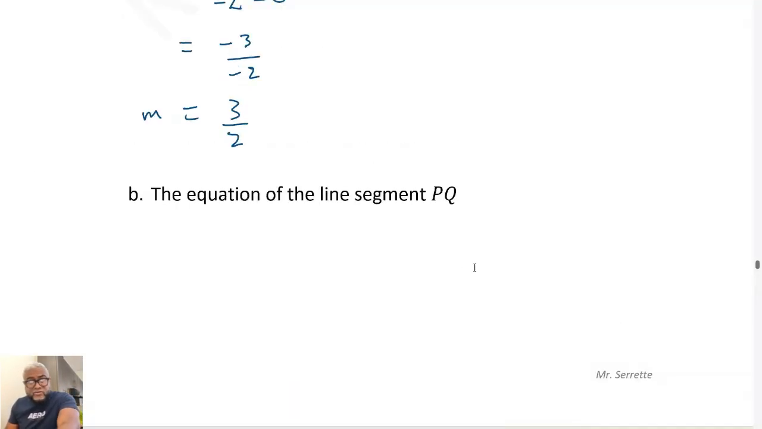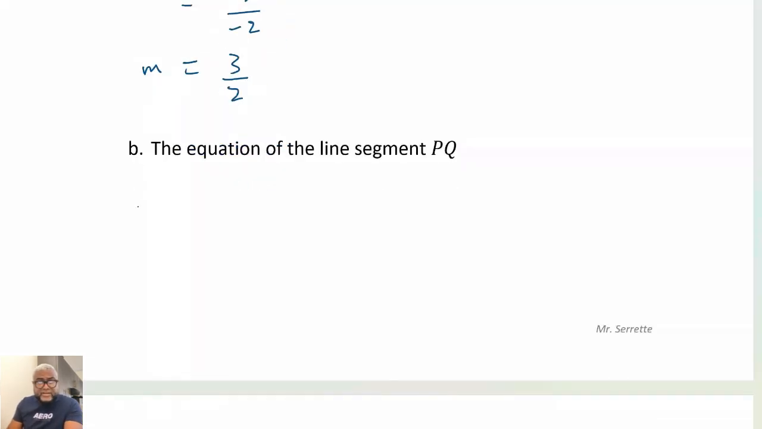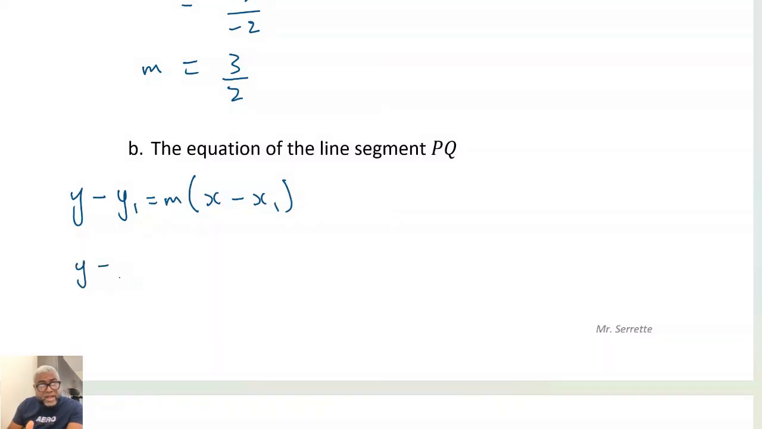Equation of the line segment PQ. What is the formula to find the form? Quick. y subtract y. What's the formula? Everybody got this? So we know what m is. We know what x1 and y1 is. So it'll be y minus what? What is y1? From above.